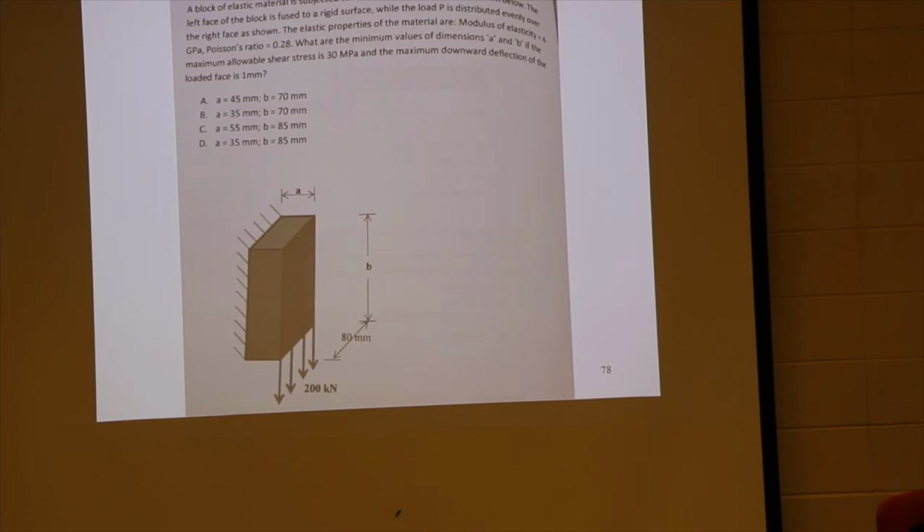The elastic properties of the material are modulus of elasticity 4 gigapascal and Poisson's ratio 0.28. What are the minimum values of the dimensions A and B if the maximum allowable shear stress is 30 megapascal and the maximum downward deflection of the loaded face is 1 millimeter?